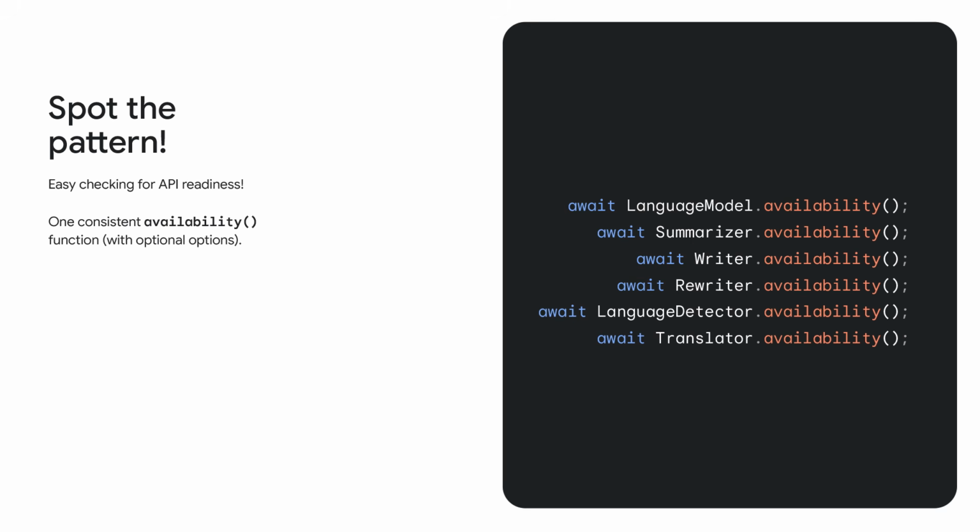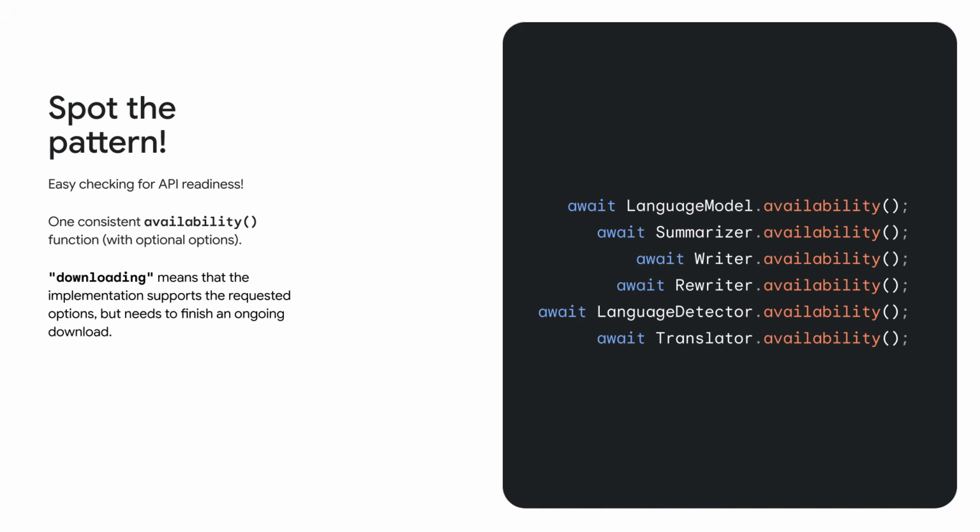To allow the developer to easily check for the readiness of the model, there's a consistent way through the availability function. It responds with unavailable if the implementation doesn't support the requested task or options. It responds with downloadable when the implementation supports the task and options, and the model or fine-tuning can be downloaded.